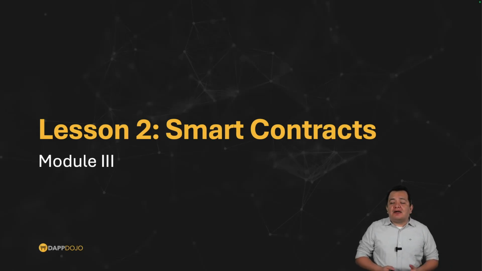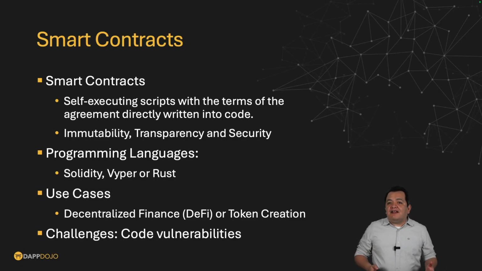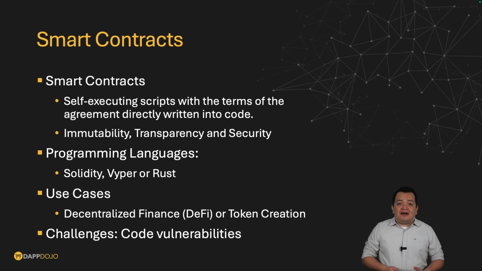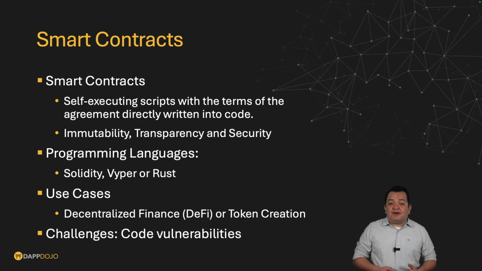Lesson 2, Smart Contracts. In this lesson, we are going to describe in more detail what smart contracts are. Smart contracts are self-executing scripts that encode the terms and conditions of an agreement directly into code. This contract automatically executes the code when specific conditions are met, eliminating the need for intermediaries and providing a trustless and decentralized way of executing agreements.